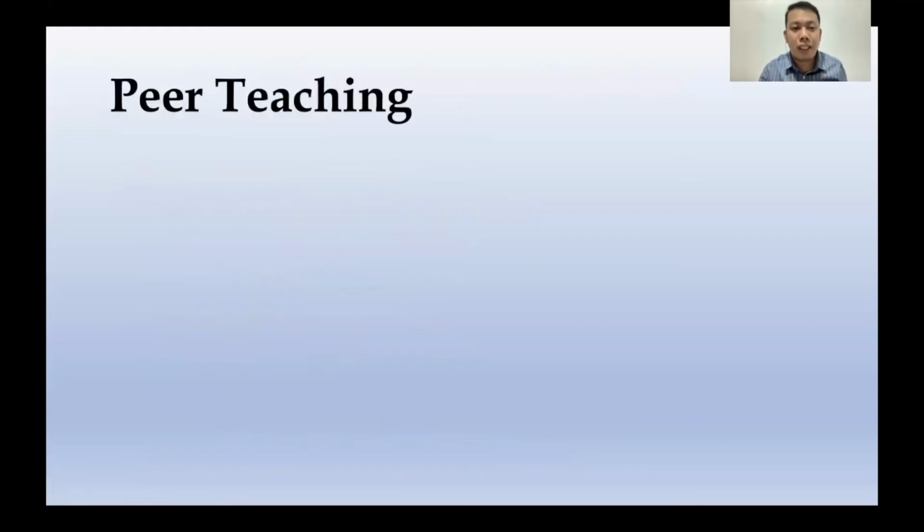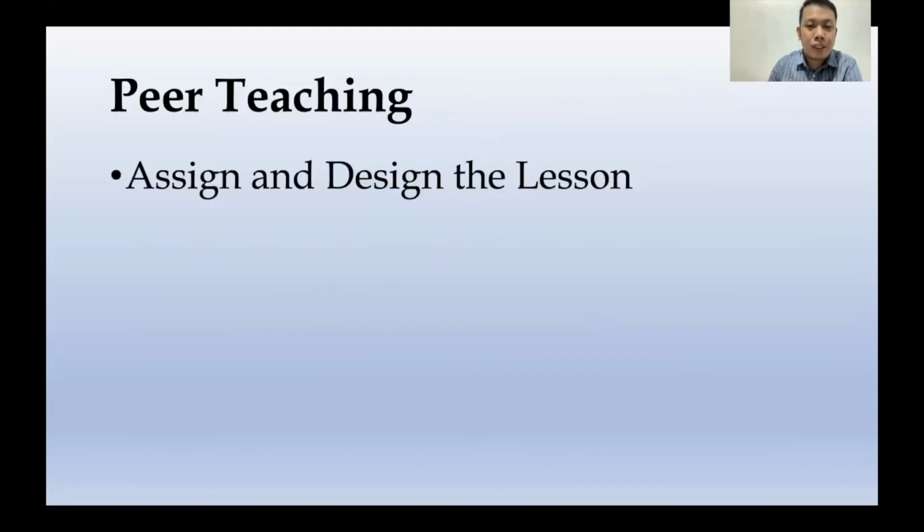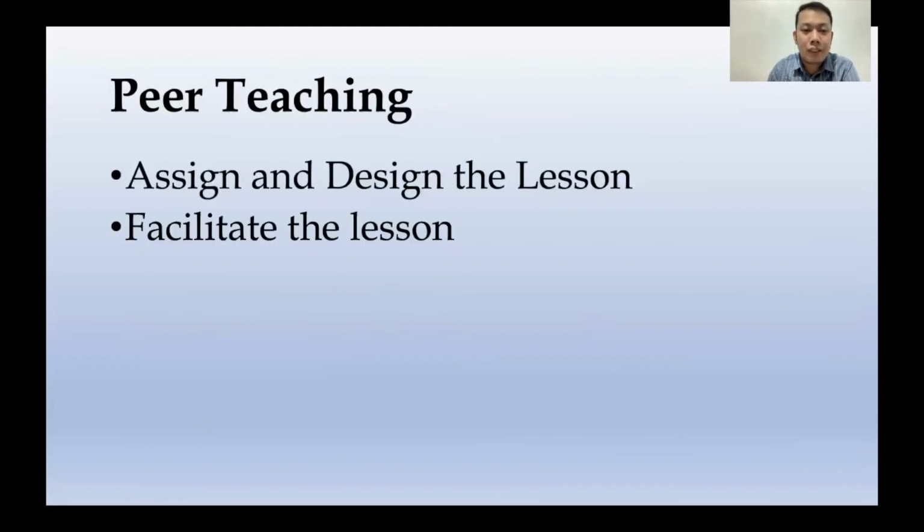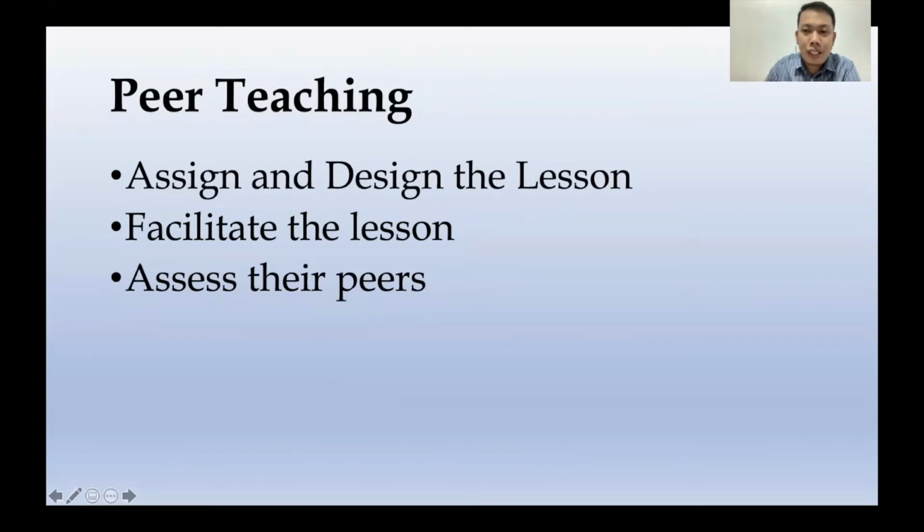Okay, so the next one is peer teaching. Assign and design the lesson, facilitate the lesson, assess their peers. Now, when you speak of peer teaching, it doesn't necessarily mean that one will only give support or one will just watch. That is why the term is peer teaching. There are two teachers teaching one section of the same subject.